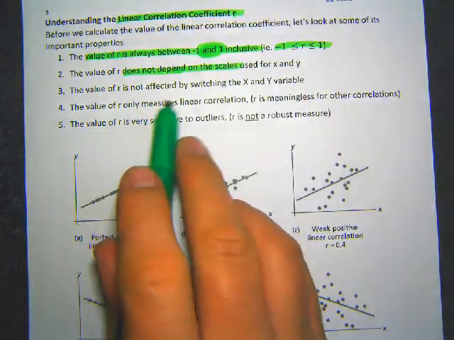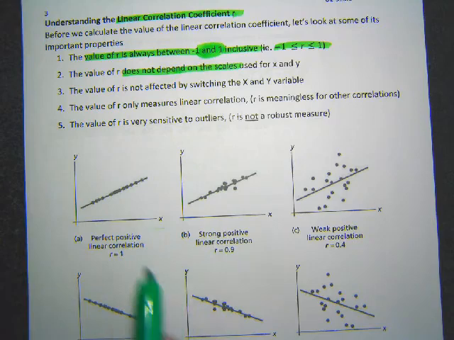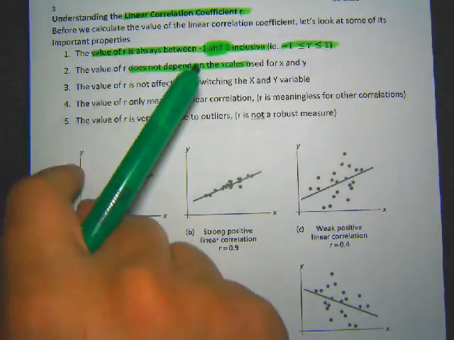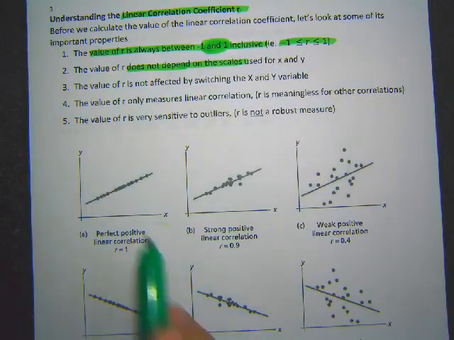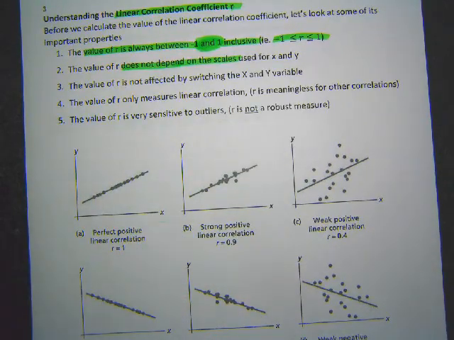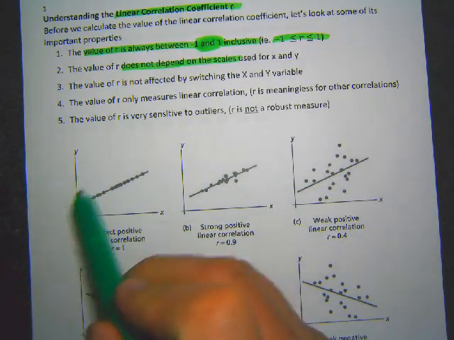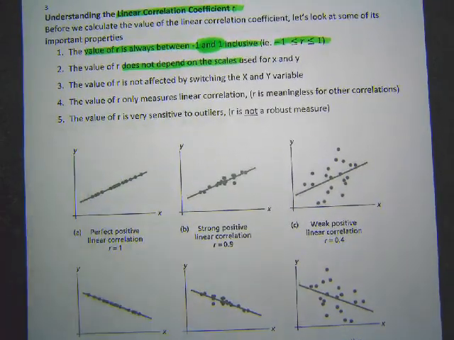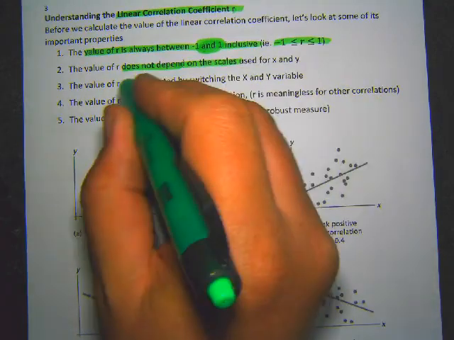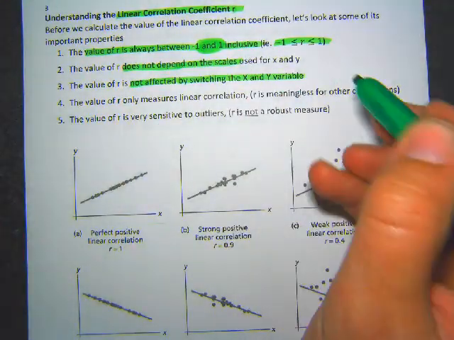The value R is not affected by switching X and Y. So if you take this graph and you switch which one's X and which one's Y, so you end up flipping that over on the diagonal basically, it wouldn't affect anything. You're still looking at the same correlation. So it doesn't matter which one's X and which one's Y. You can swap the variables. You still get the same result. So it's not affected by switching X and Y.